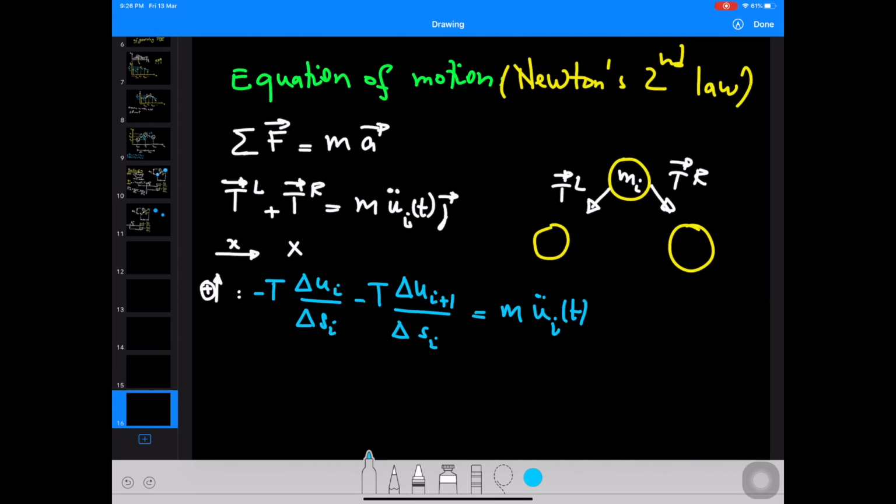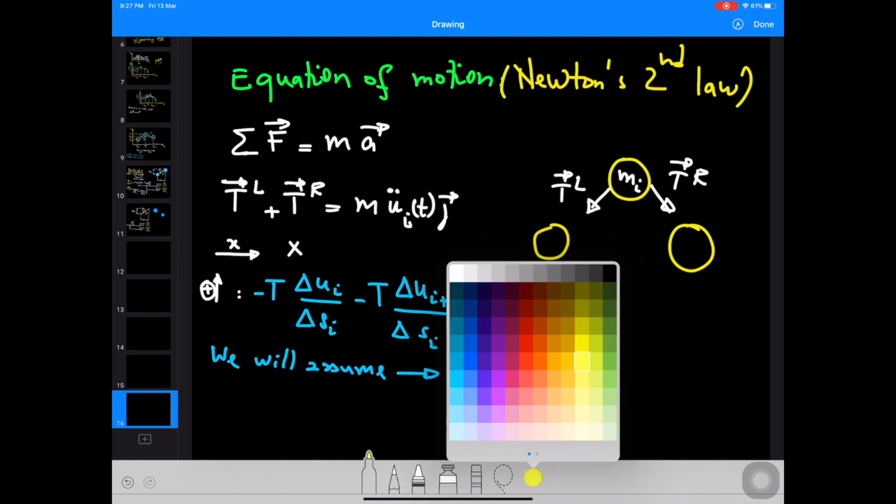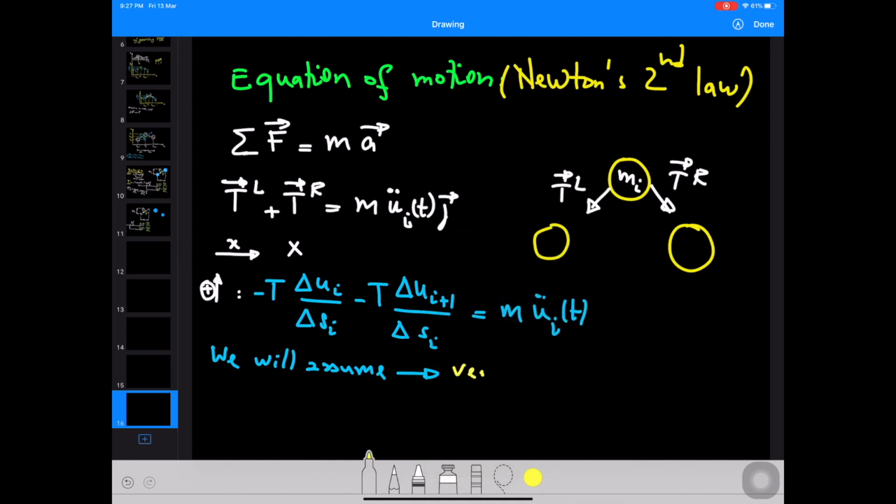Good. Now we will assume two things. First, very small displacements, and very small displacement gradients.